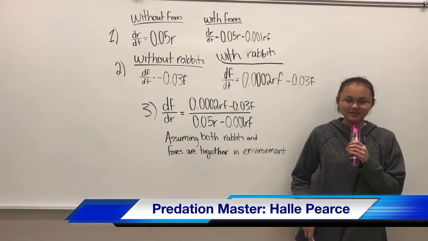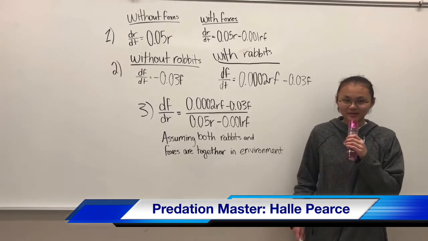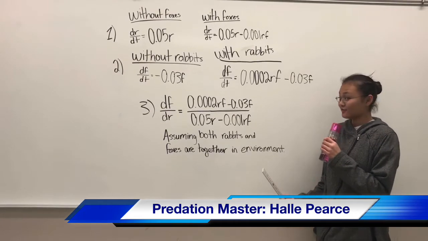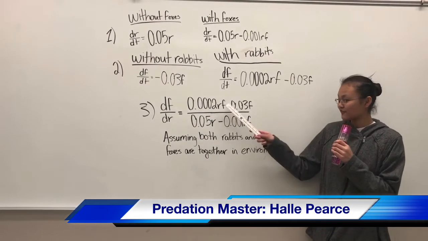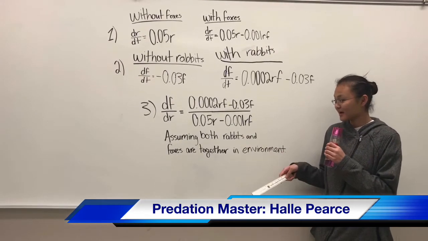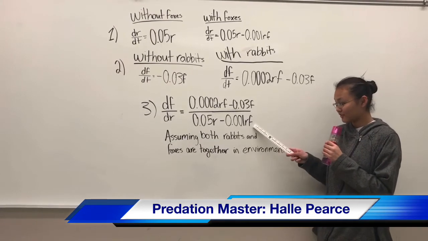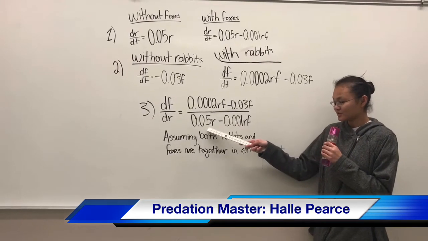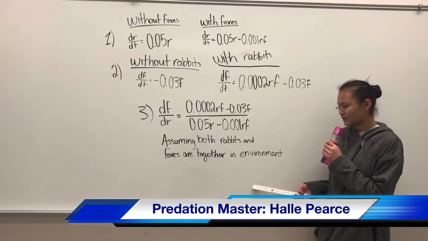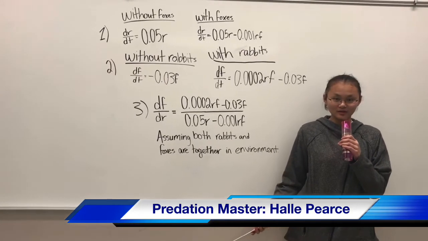So as we can see, the fox population in respect to the rabbit population changes at a rate of 3% of the fox population subtracted from 0.02 of the rabbit population multiplied by the fox population, divided by 0.1% of the product of the rabbit population multiplied by the fox population subtracted from 5% of the rabbit population. And this is all assuming that both rabbits and foxes are together in an environment where rabbits can thrive off of an unlimited amount of food that is available.